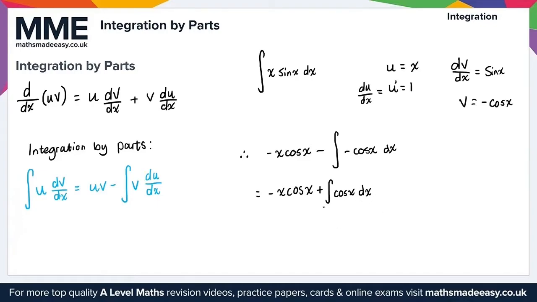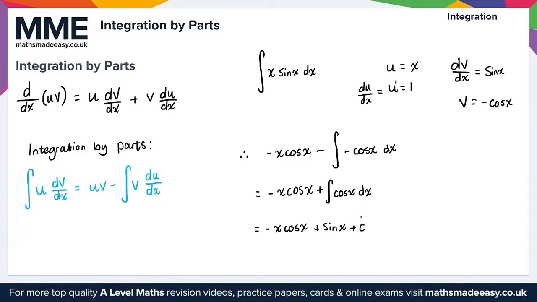If we do that, we get minus x cos x at the front still, and the integral of cos x with respect to x simply gives us sine x. Okay, and don't forget our original integral had no limits, so in that case we still need our constant of integration, so plus c there.